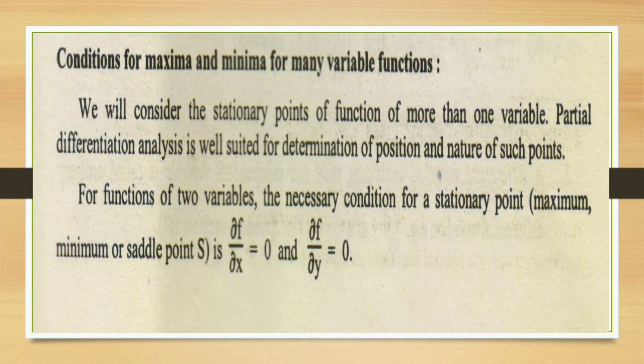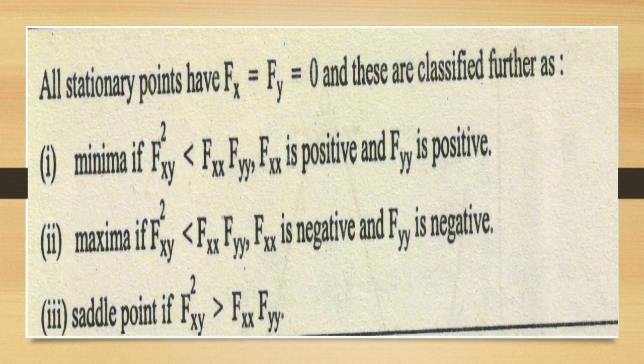Now consider the stationary points of a function of more than one variable. For a function of two variables, the necessary condition for a stationary point is ∂f/∂x equal to 0 and ∂f/∂y equal to 0. All stationary points have fx equal to fy equal to 0, and these are classified further as a minimum if fxy² is less than fxx·fyy, where fxx is positive and fyy is also positive.